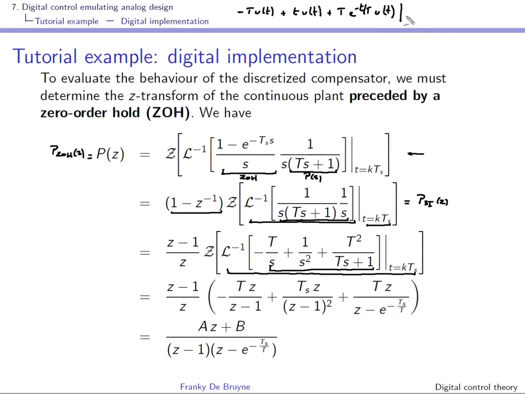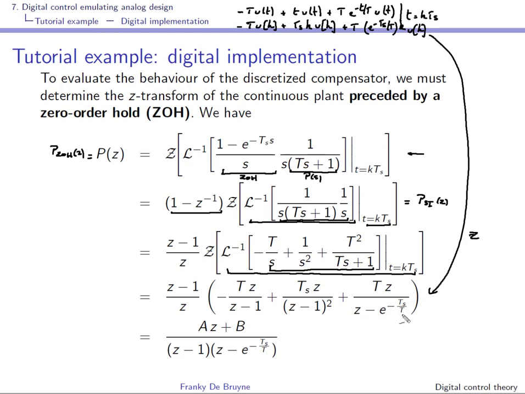And then we have to sample. If we sample, we'll end up with the following discrete time signal: minus T u(k) plus Ts k u(k) plus T exponential of minus Ts over T to the power k u(k). And if you take the z transform of this one, this is what you obtain, right? So these will cancel out.